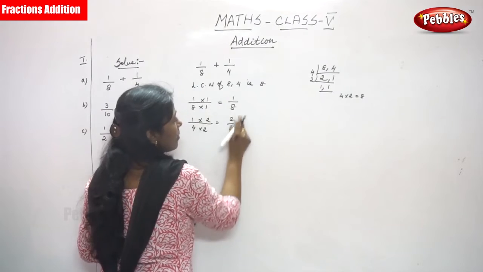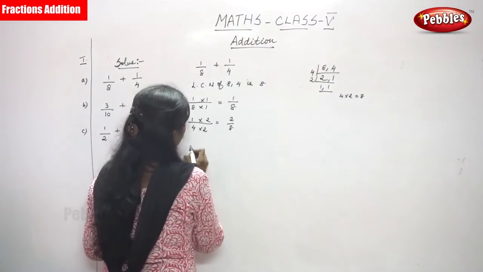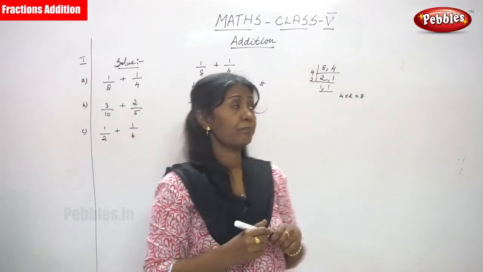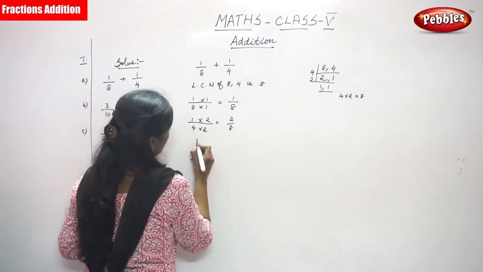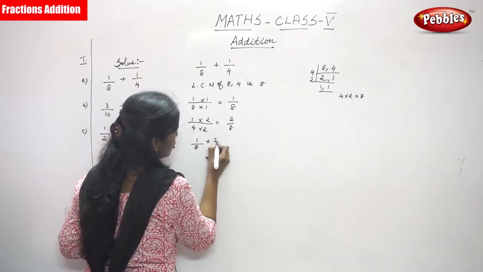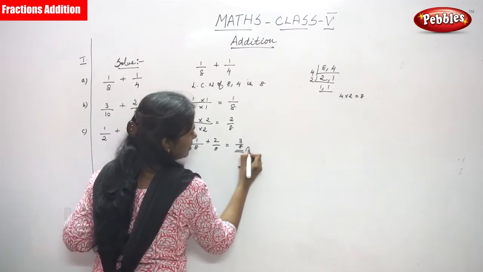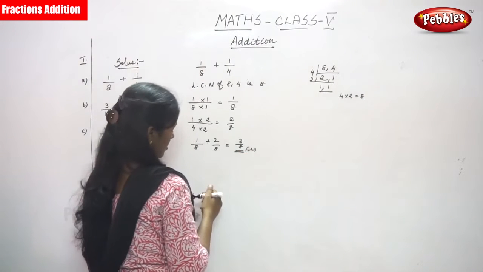So now the denominators are same. If the denominators are same, what are you going to do? You have to add the numerators. So 1 by 8 plus 2 by 8. So the answer is 3 by 8. So 3 by 8 is the answer.